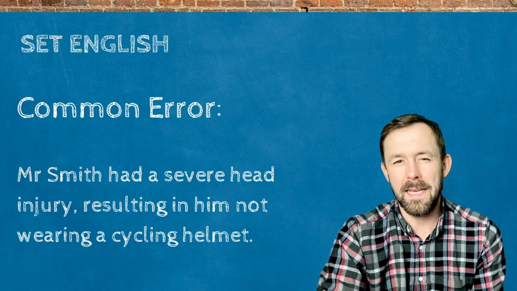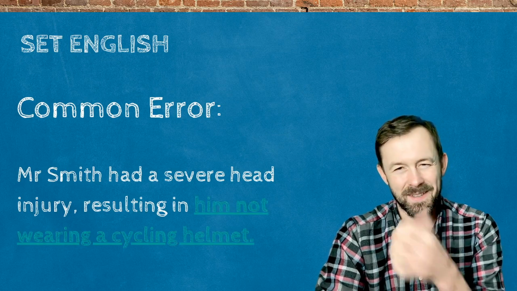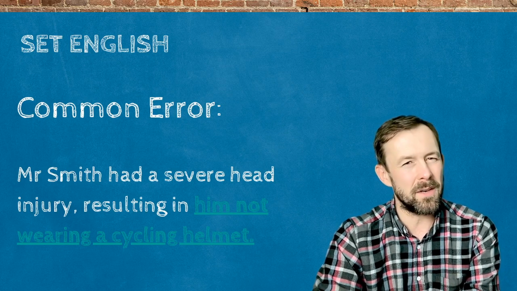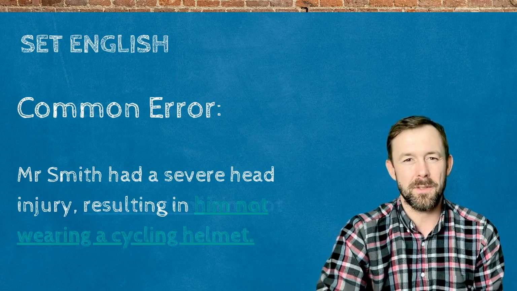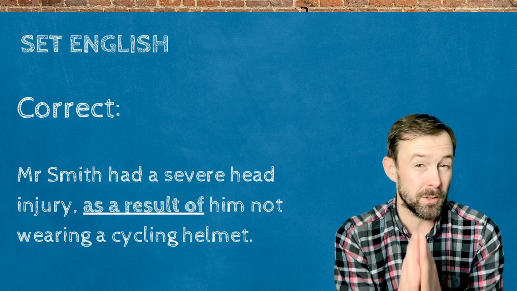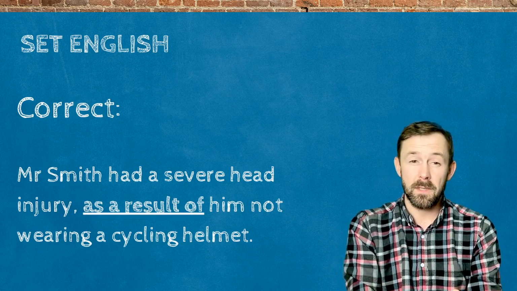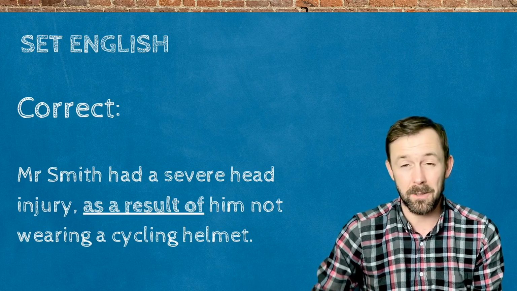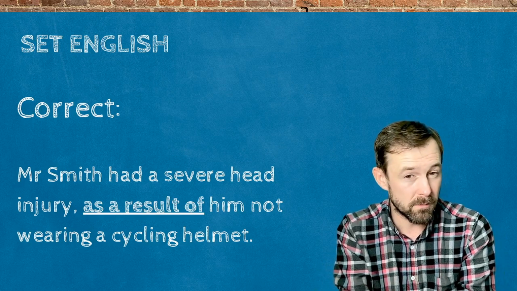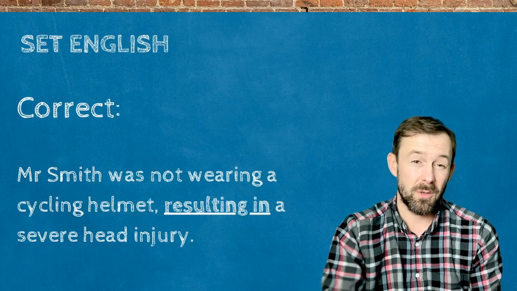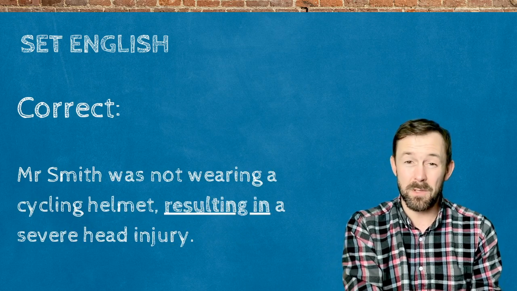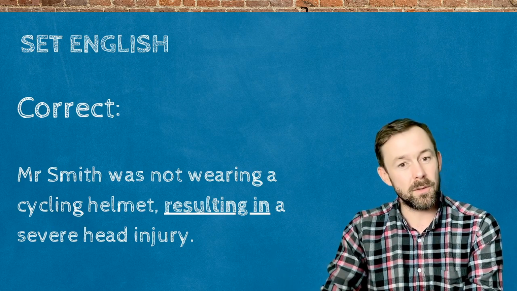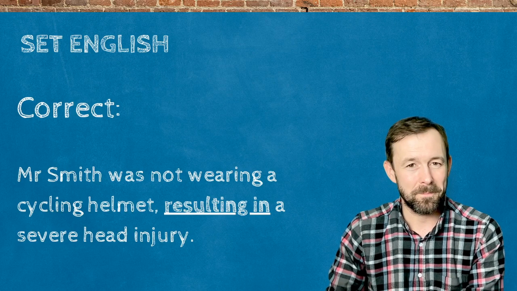So here is just showing that. Why would we put that as the result, not wearing a cycling helmet? Here are some corrections. So first of all, what you could do is you could focus on the cause. Mr. Smith had a severe head injury as a result of him not wearing a cycling helmet. Now I'm focusing on cause. Or you could put the result second. Mr. Smith was not wearing a cycling helmet, the cause, resulting in, result, severe head injury.